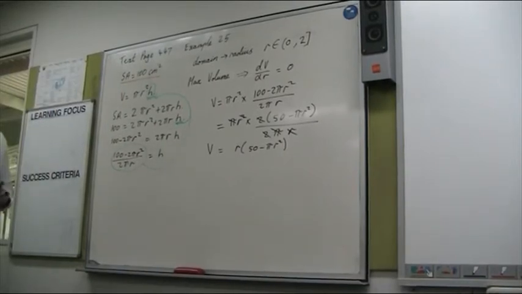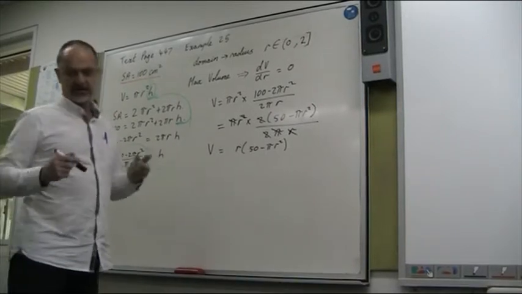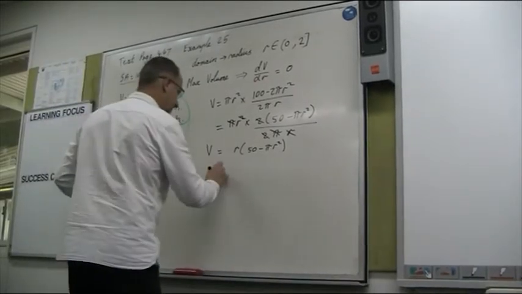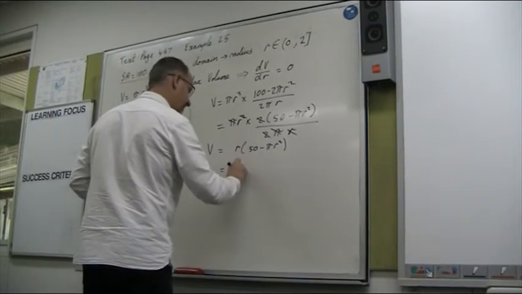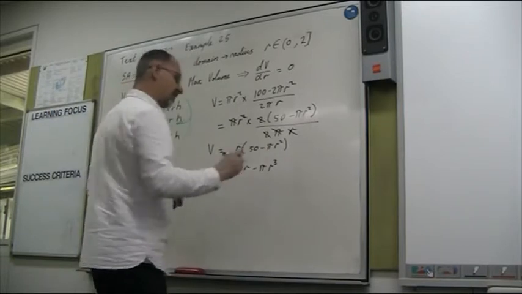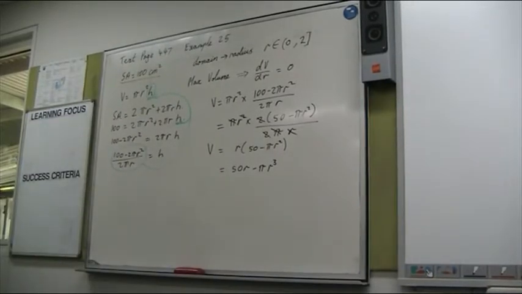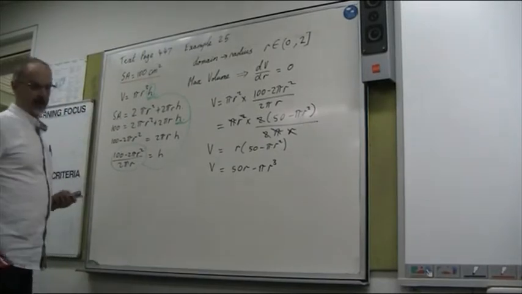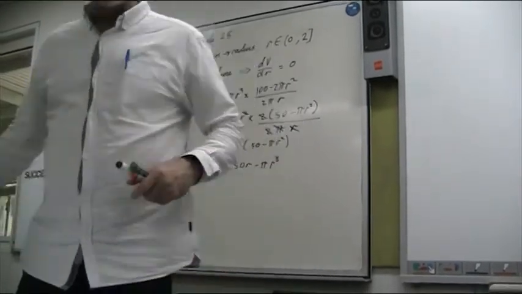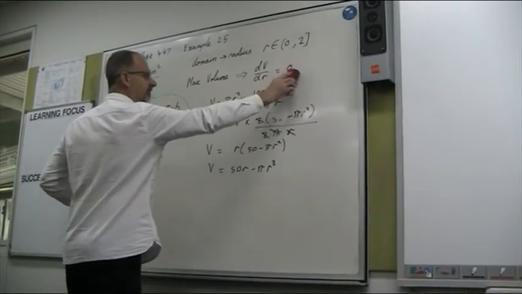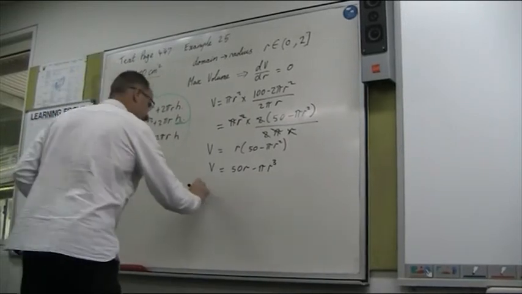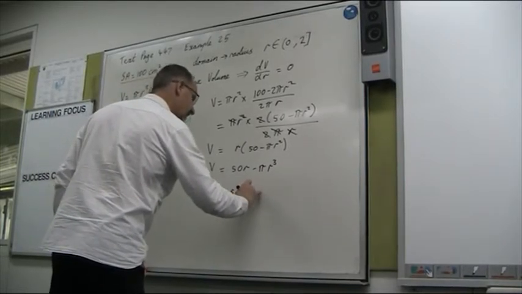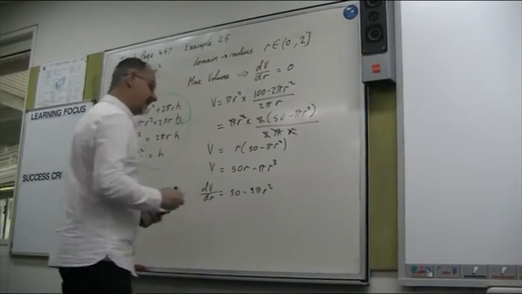Alright, now we've got to differentiate that. There's a number of different ways you can do it. You can use the product rule, or you can do what I'm going to do and multiply that r in, and you get 50r minus pi r cubed, and then you can just use the x to the n rule. It's a little bit easier. Because the question is asking about the greatest volume, maximum volume, I'm looking for the derivative to equal 0. So our derivative, dV/dr, would be 50 minus 3 pi r squared.